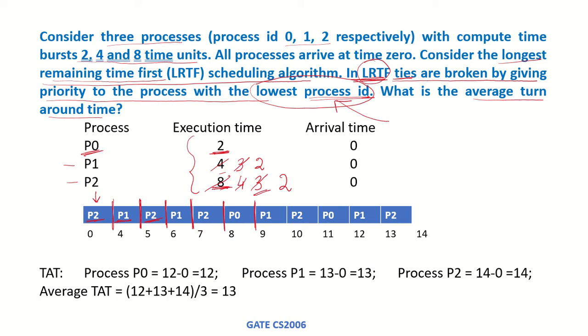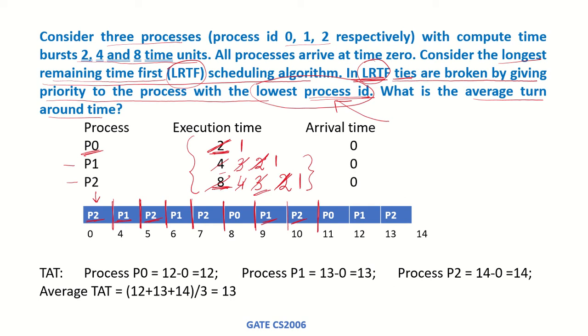When P0 runs for 1 time unit, its remaining time is 1. The algorithm is longest remaining time, so again we are left with P1 and P2, and again there is a tie. So we give it to the lowest process ID, which is P1. P1 again runs for 1 time unit, and again it is left with 1. So again P2 will run because of longest remaining time first. Again this will run, and after 1 time unit 1 is left.